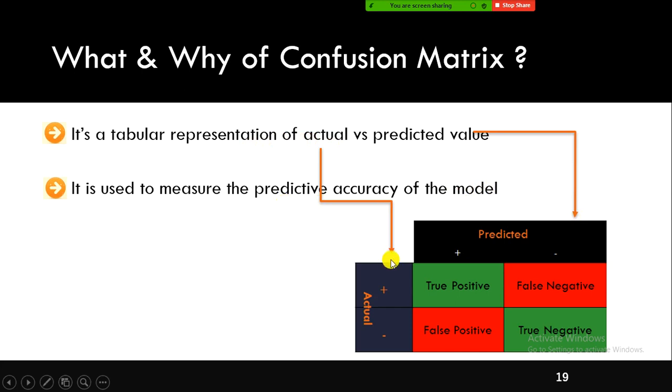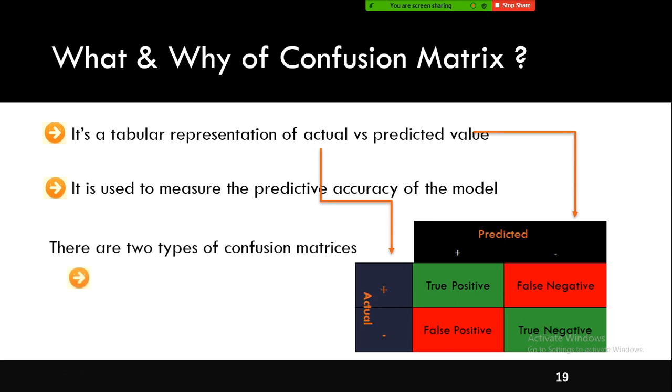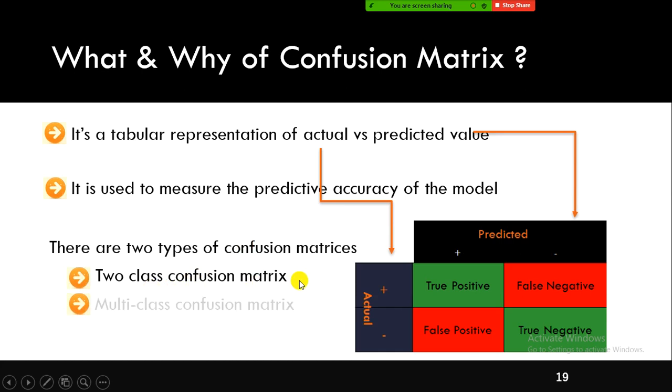Again, there is a caveat. There is something called imbalanced data and non-imbalanced data. In that kind of situation, which one is helpful? All that we'll discuss a little later. As part of the confusion matrix, there are two types. One is the binary class classification confusion matrix, also called the two-class confusion matrix. And the next one is the multi-class confusion matrix.